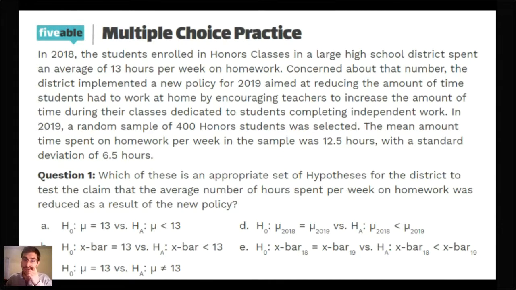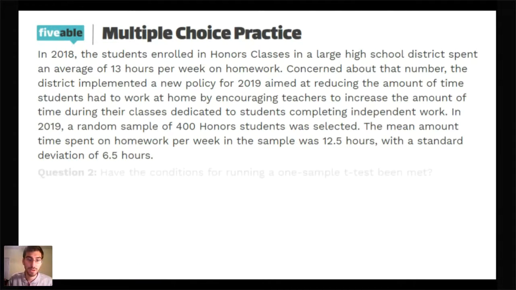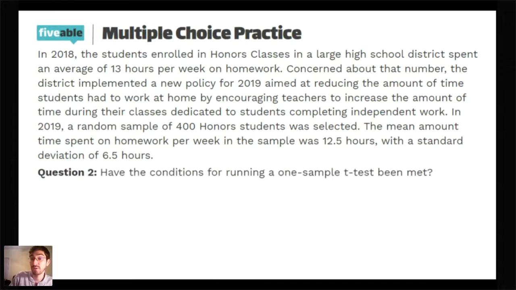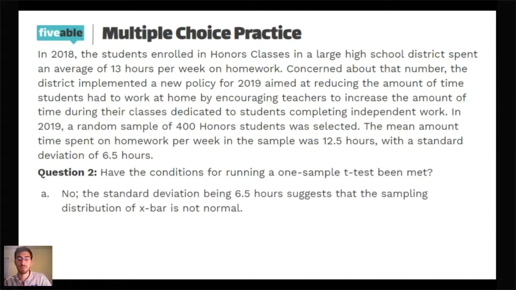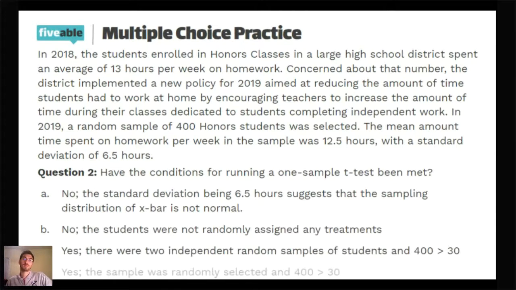test. All right, so we've got our hypotheses. Mu is 13 versus mu is less than 13. Have the conditions for running a one sample t-test been met? So I didn't actually specify what they were, so I'm going to try to draw out some knowledge from folks who've already covered this. Change the time rather than reduce the time. So here's some options for if the conditions for running a one sample t-test have been met.